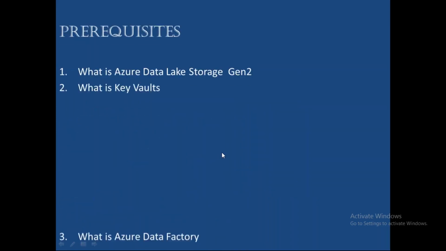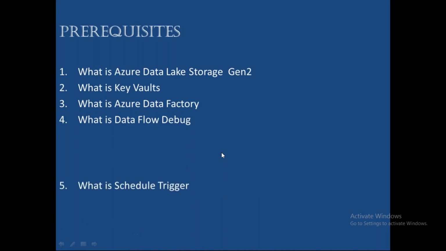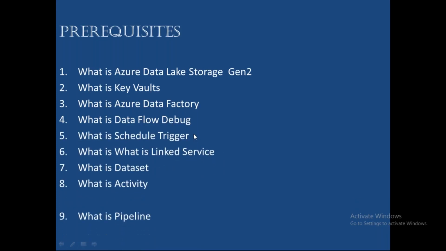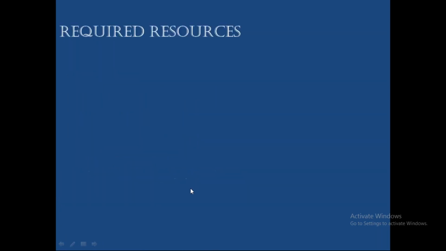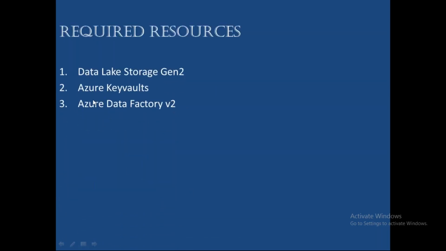Prerequisite, we need to understand data lake storage, Key Vault, data factory, data flow debug. Okay, schedule, trigger, linked service, data set, activity, and pipeline. All these things we are aware of. Required resources are data lake storage, Key Vault and the data factory. So I will go and create these three resources quickly.